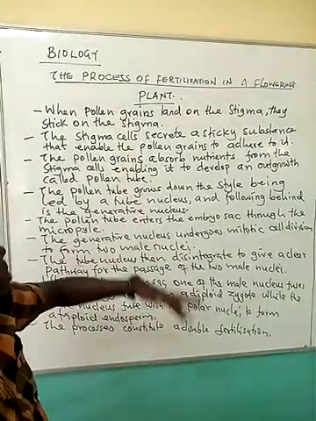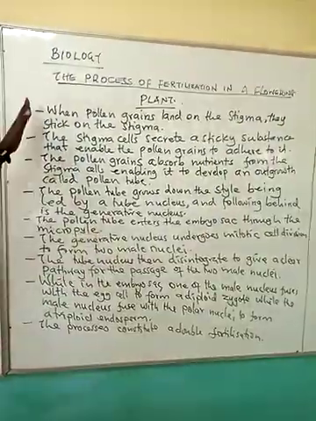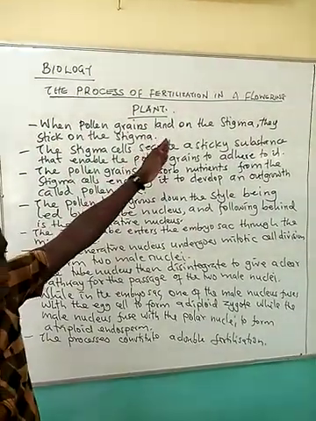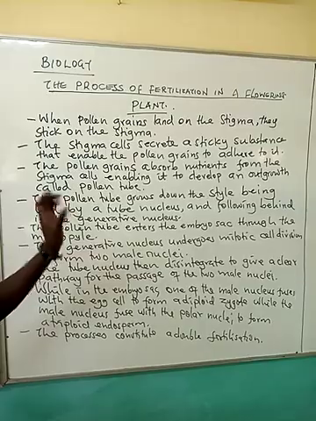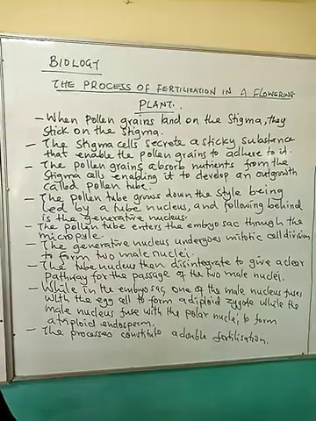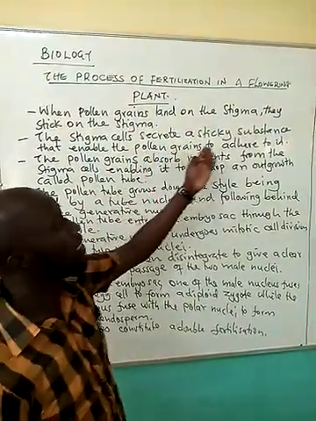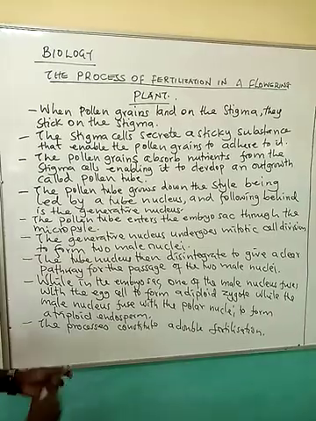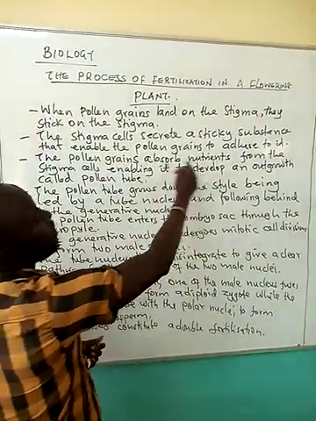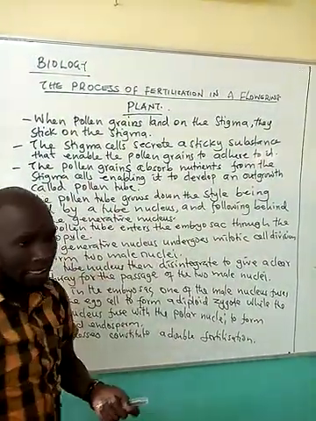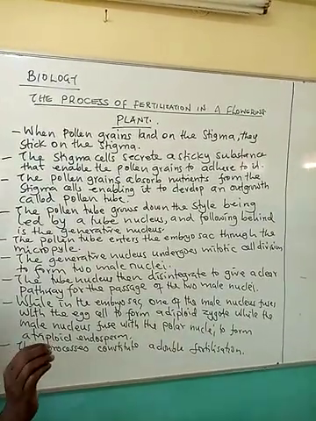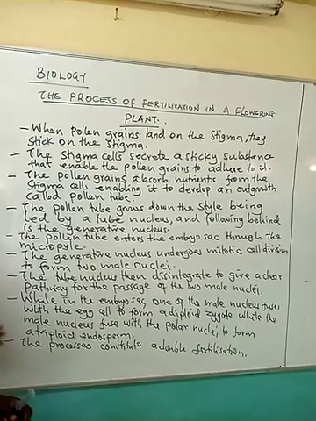Maybe just to paraphrase what we have just talked about: when pollen grains land on the stigma, they stick on it. Why do they stick? It is because the stigma cells secrete a substance. That substance is sticky, so it enables the pollen grains to adhere to it. As they adhere, the pollen grains absorb nutrients from the stigma cells.